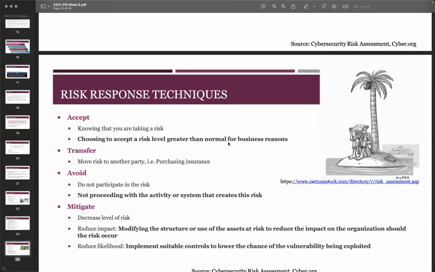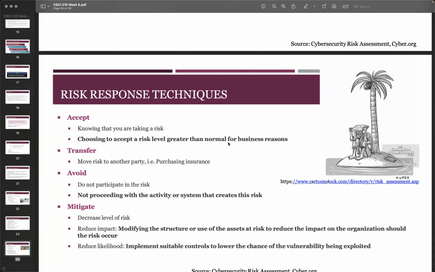Then transfer: move the risk to another party, like purchasing insurance is one way. Then avoid: do not participate in the risk, so do not persist with the activity or system that creates this risk. Common sense, right? So don't do that. And then mitigate: decrease the risk. That reduces the impact, so modify the structure or use of the assets at risk, and reduce the impact on the organization should the risk occur.